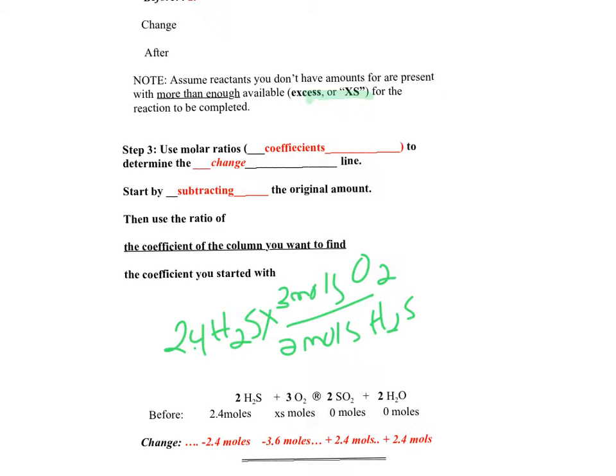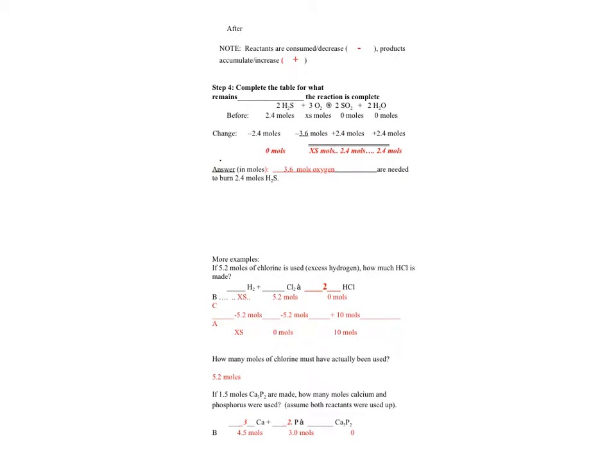For the other two, I'm still going to start with 2.4 moles of H2S. And then these both have a 2 to 2 ratio. So 2 moles of SO2 to 2 moles H2S, 2 moles of water to 2 moles of H2S. Okay, so that's how I got that line. And if it's on the left side, I subtract. If it's on the right side, I add it.